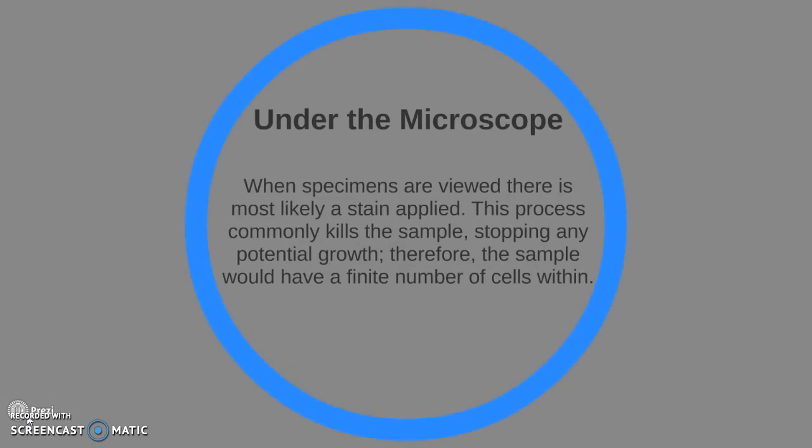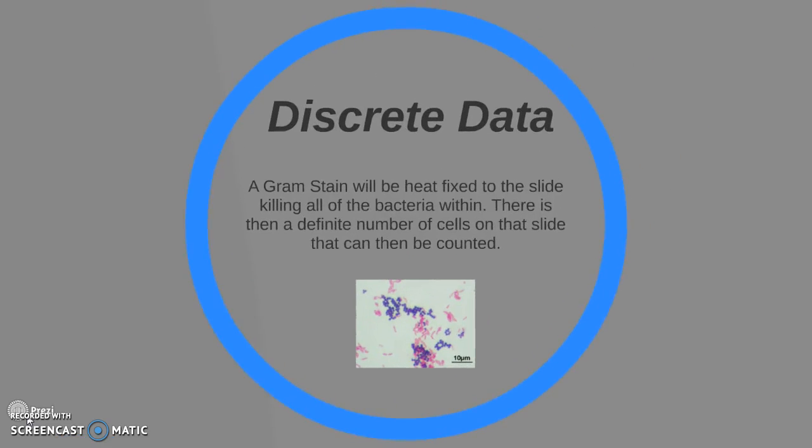When specimens are viewed under the microscope, they are most commonly stained. This process usually kills the sample, stopping any more growth, which would produce a finite number of cells within the slide. Below you'll see a gram stain. The gram stain goes through a heat fix, which plasters the cells to the slide, but also kills them. Therefore, there would be a definitive number of cells to be counted.